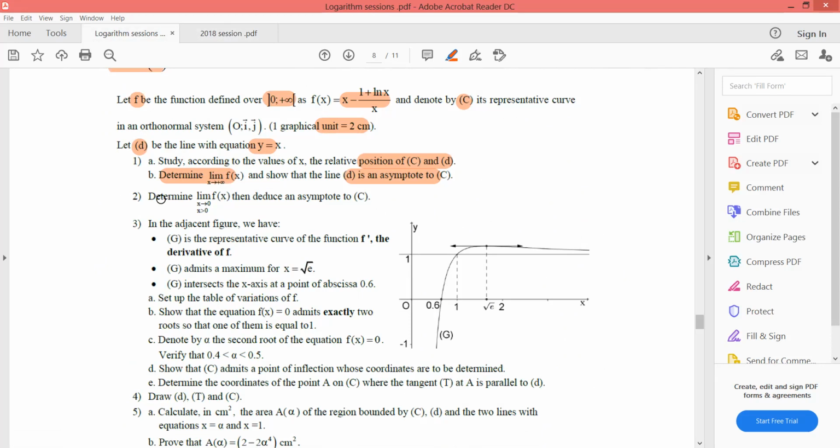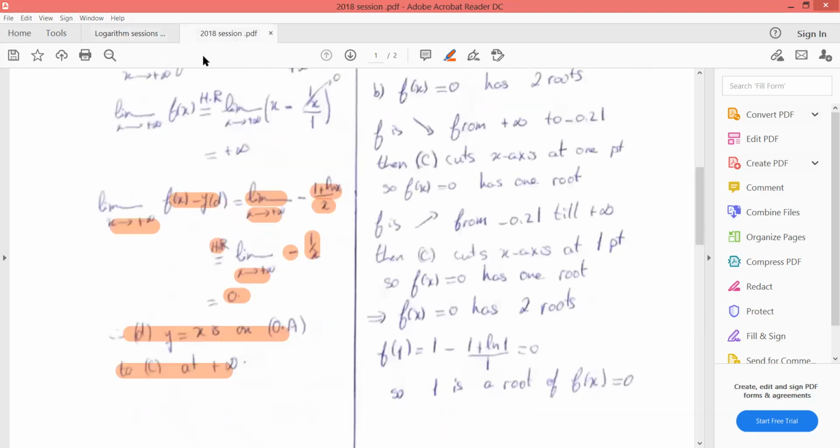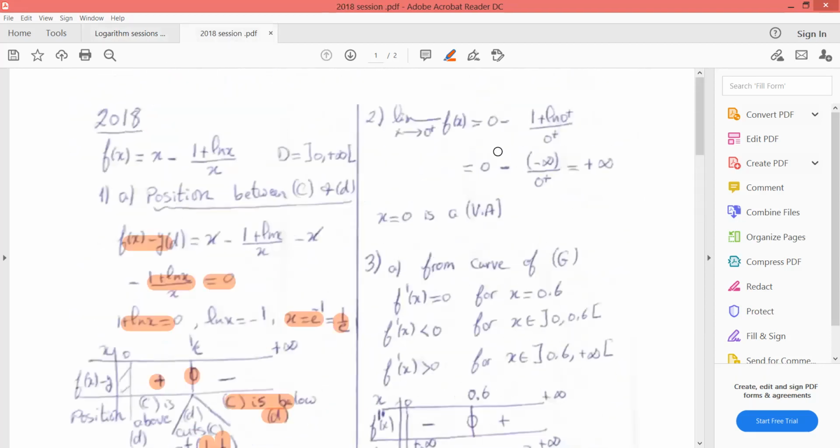Determine the limit of f(x) as x tends to 0. x greater than 0 means here x tends to 0 plus. We replace x by 0. ln 0 is minus infinity, over 0 plus, is minus infinity, times this minus is plus infinity, and deduce an asymptote. Then we can say that x equals 0 is a vertical asymptote.